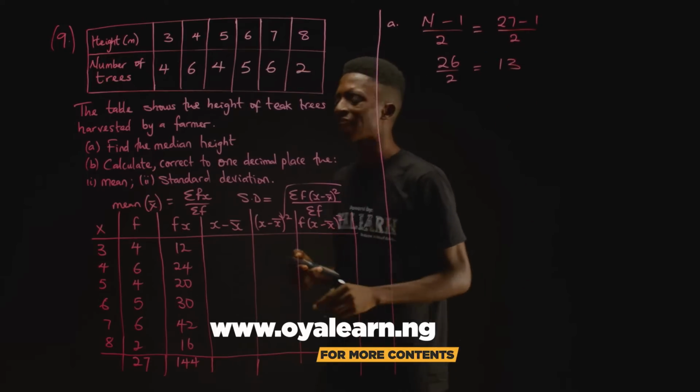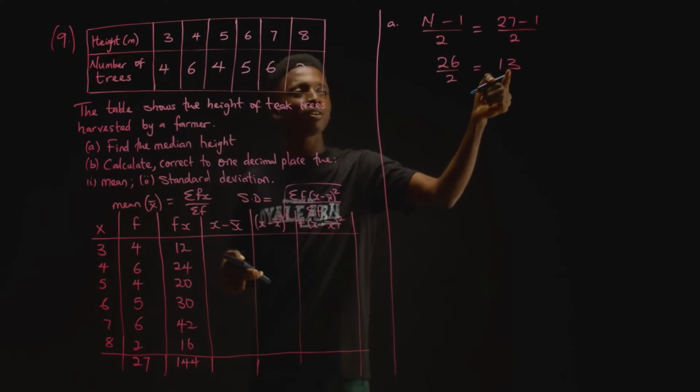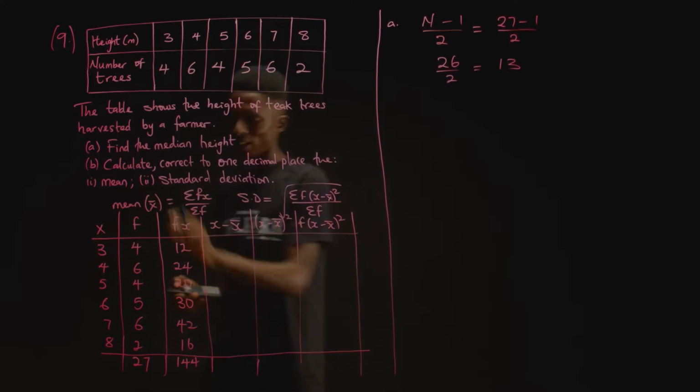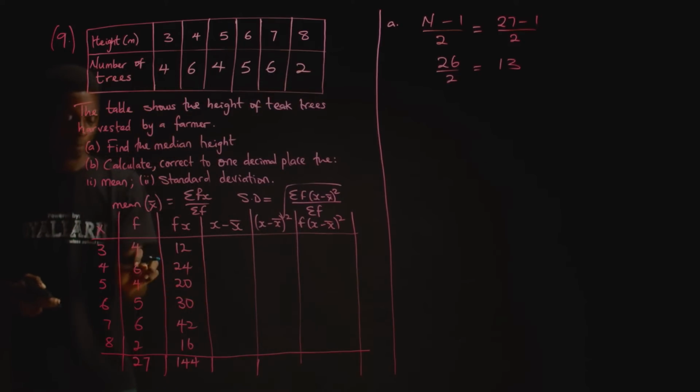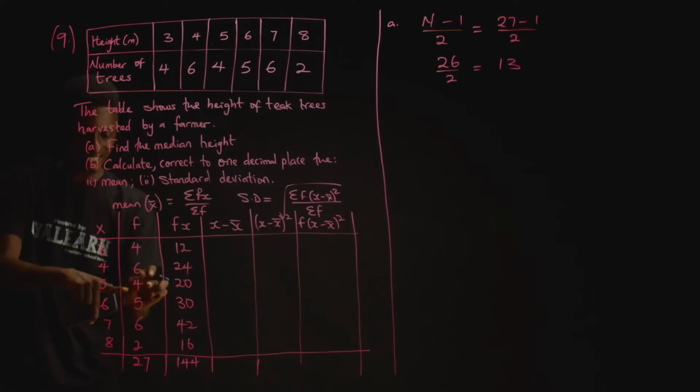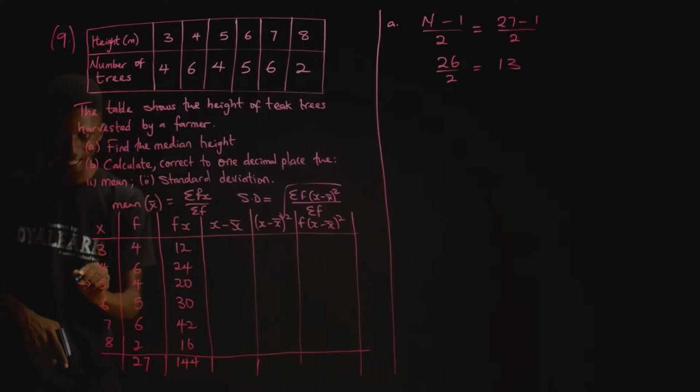So we look for the class where frequency 13 is going to fall. So let's add this up. 4 plus 6, that's 10. Plus 4, that's 14. That is 13 lies here. This is our median class.